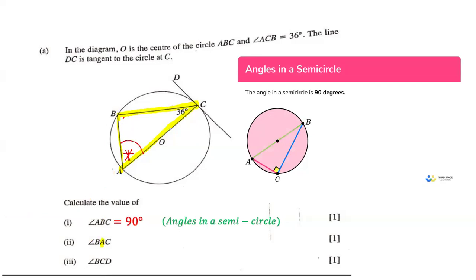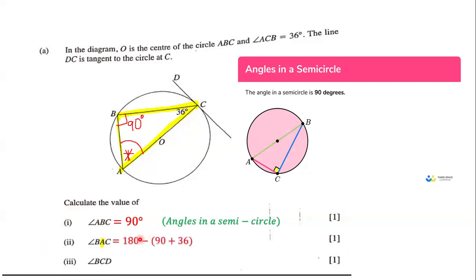Now what we do know is that this right here is 90 degrees. So we have 90 degrees, we have 36 degrees, and we have this angle that we need to figure out the size of. This is a triangle, and angles in a triangle add up to 180 degrees. So in order to figure out the size of angle A, we add 90 and 36 together, take that sum and subtract it away from 180.